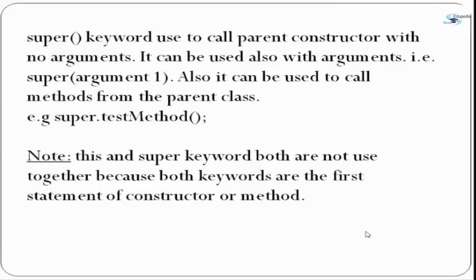So this means the current object. If you are using this, then you are referring to the current object. But if you are using super, that means you are referring to the super class. So both cannot come simultaneously.